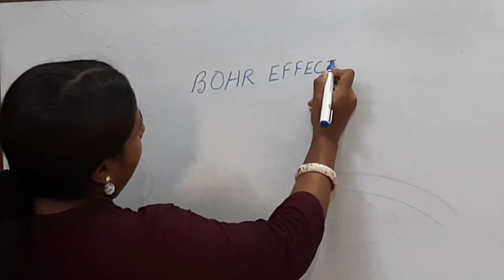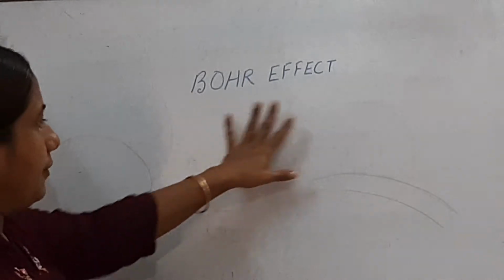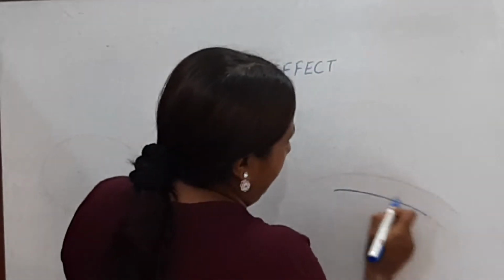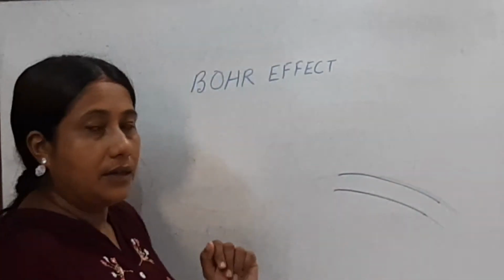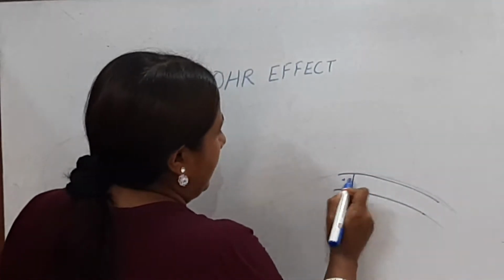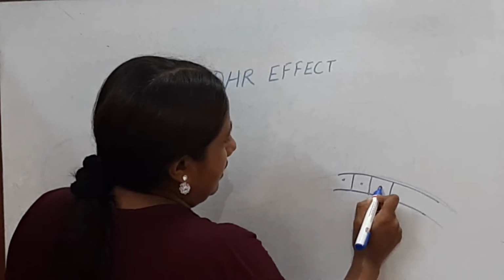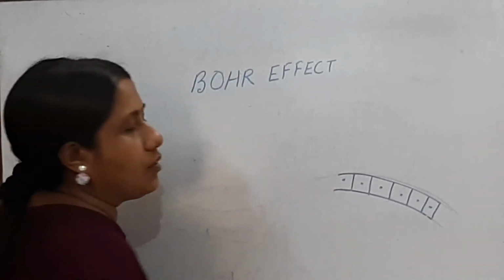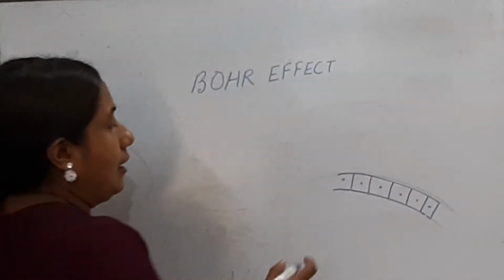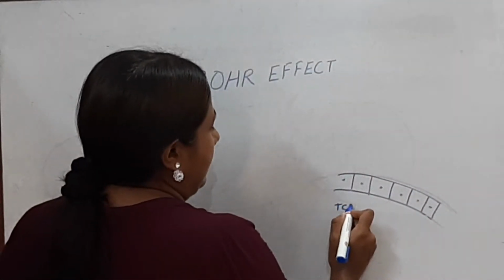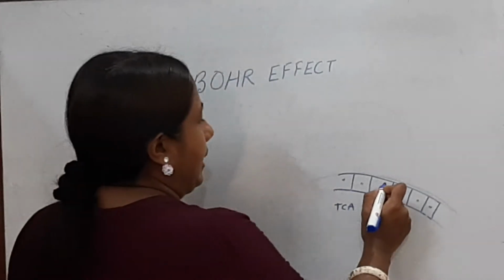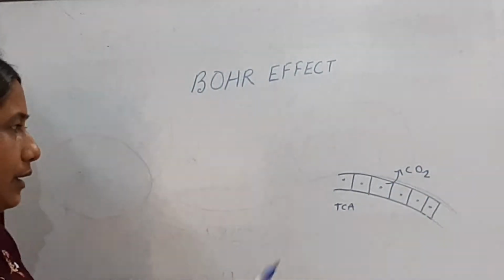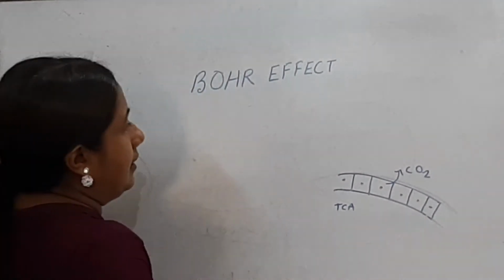So first I am discussing the Bohr effect. Now in our peripheral tissues, suppose these are peripheral tissues in our body. In the peripheral tissues, the TCA cycle or Krebs cycle is going on as the tissues are metabolically active. So due to the TCA cycle in the tissues, carbon dioxide is released as a byproduct. Now this carbon dioxide enters the RBC.